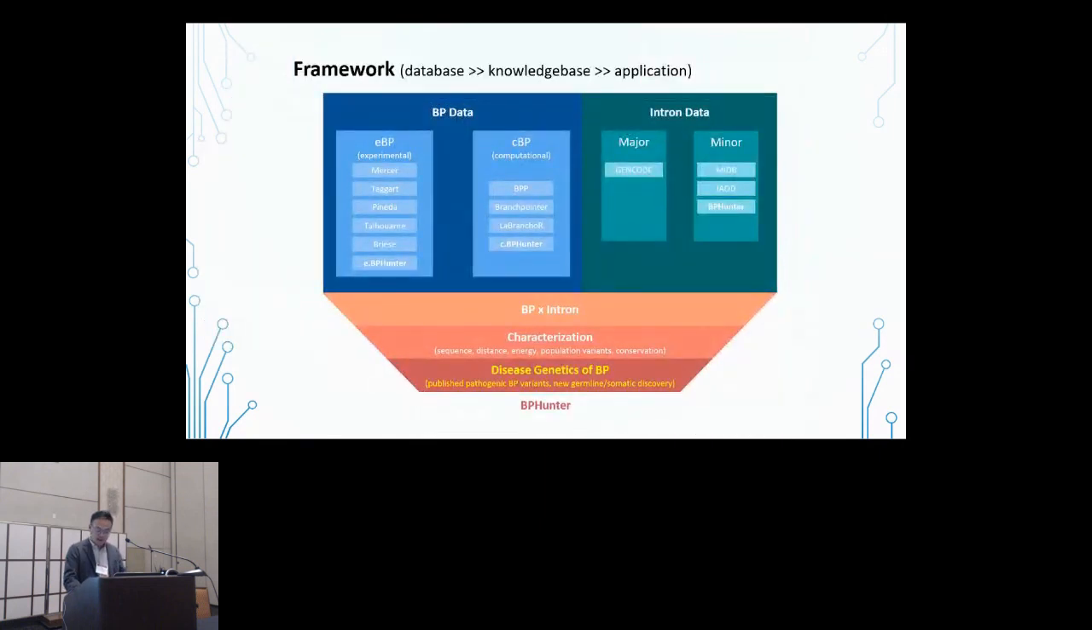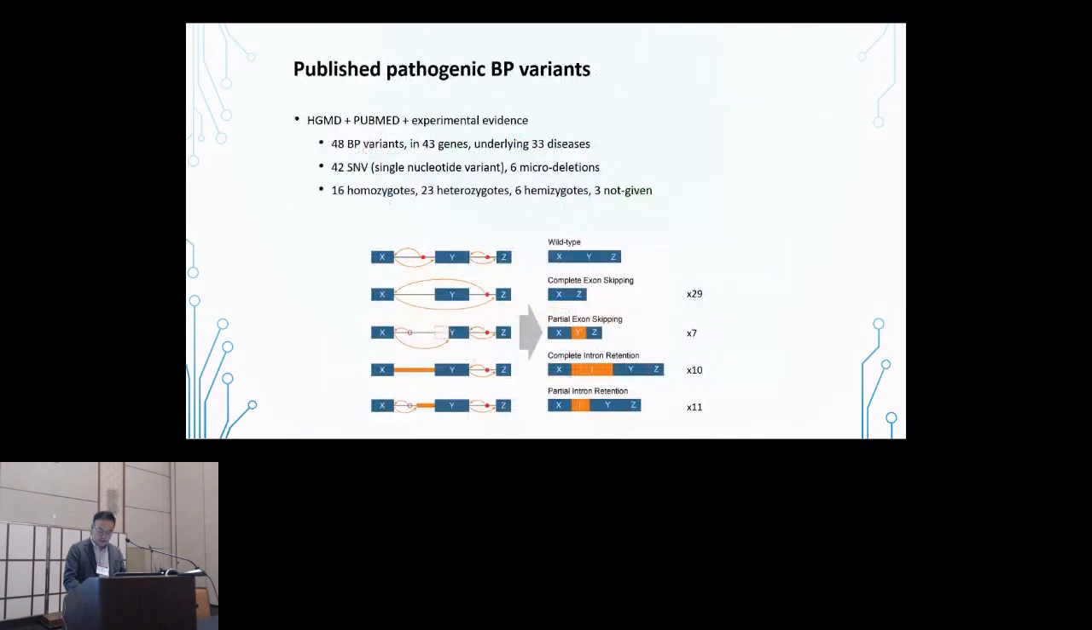When we have seen this kind of characterization, we move forward to see what kind of disease genetics has been discovered regarding BP. Through the HGMD database, PubMed searching and experimental evidence searching, we identified 48 of them in 43 genes underlying 33 diseases. Most of them are single nucleotide variants and also some micro deletions. 16 are homozygous, 23 are heterozygous, and 6 hemizygous.